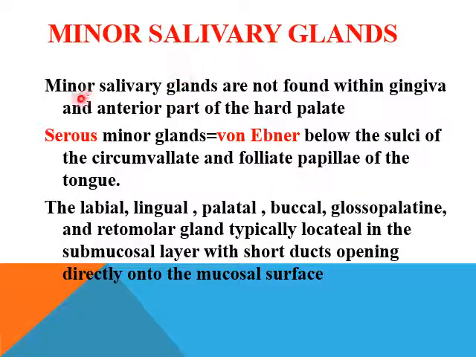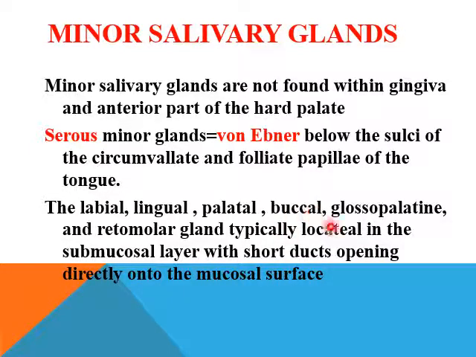Minor salivary glands are not found within the gingiva and anterior part of the hard palate. Serous minor glands, called von Ebner glands, lie below the sulci of the circumvallate and foliate papillae of the tongue. The labial, lingual, palatal, buccal, glossopalatine, and retromolar glands are typically located in the submucosal layer, with a short duct opening directly into the mucosal surface.